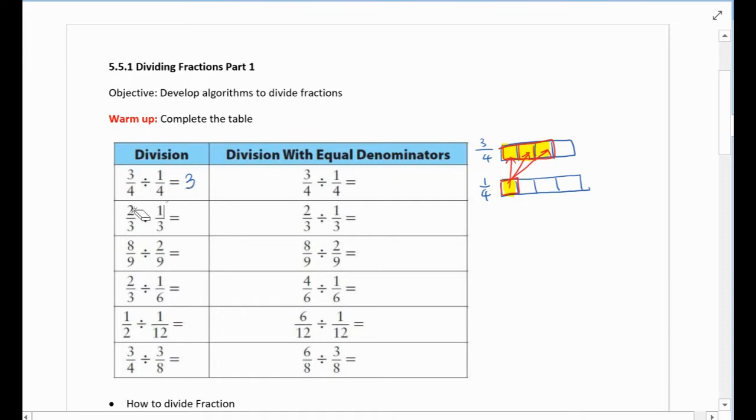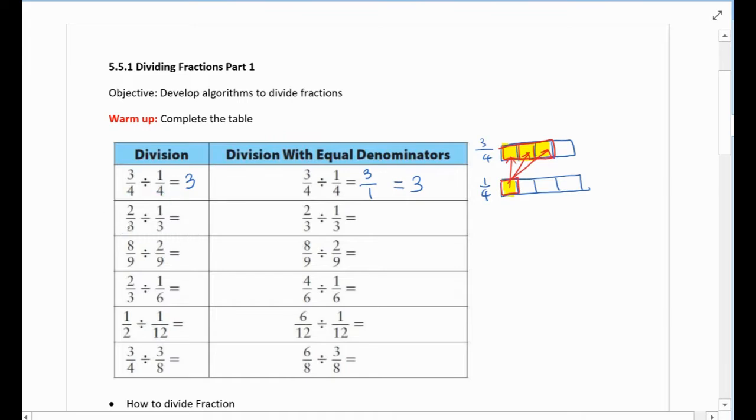So when the denominator is the same, we can just simply do 3 divided by 1. So we just ignore the denominator. We think about 1 goes into 3 how many times? Which is 3. So 3 over 1, that is 3. Next question.